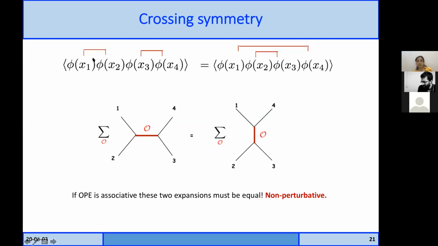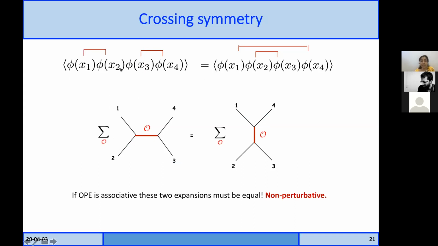Now let's see how it goes. If you have 4 scalar operators inserted at 4 points, x1, x2, x3 and x4, in this correlation function, you can fuse together operator 1 and 2 and 3 and 4, which is basically the S channel. So it means that the OPE in the S channel, and this is how it looks. So you are summing over the operators getting exchanged in the S channel.